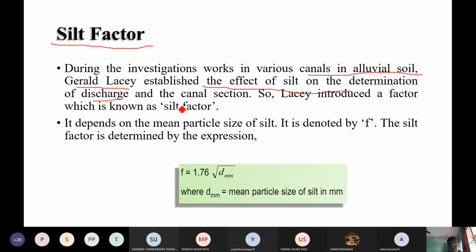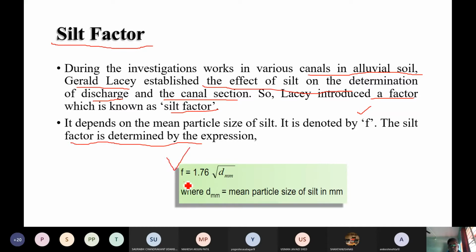So the critical velocity ratio as well as on the canal section. Henceforth, Lacey has focused on a silt parameter, that is the silt factor. This silt factor mainly depends upon the particle size of the silt, and it is denoted by the symbol small f.